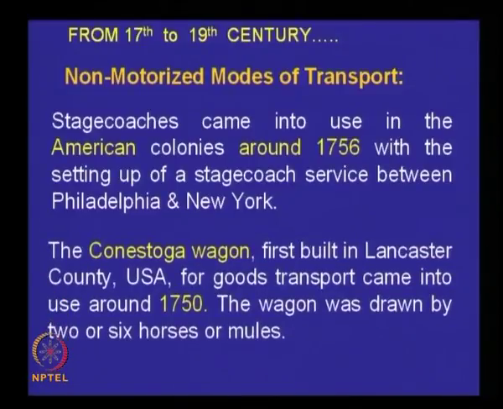The Conestoga wagon, first built in Lancaster County, USA, for goods transport, came into use around 1750. These are again coaches built exclusively for transporting goods. The wagon was drawn by two or six horses or mules depending upon the load to be carried.